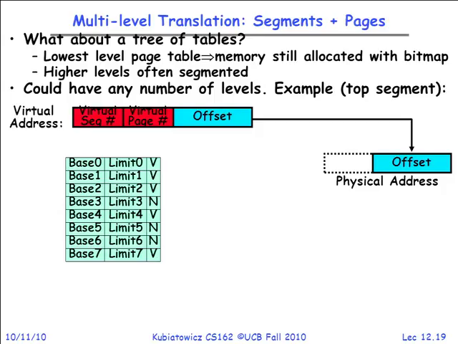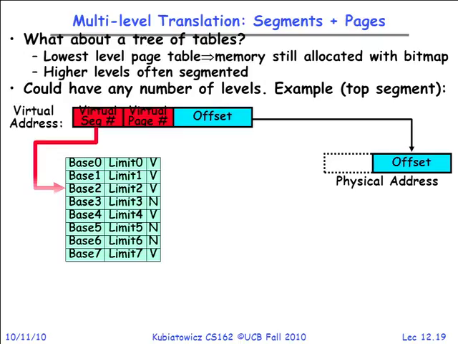So here we go. We take our virtual segment ID, we look up a base. That base points at a page table. This limit is now how many page table entries? Now we take our virtual page and use that as an offset into the page table we got from here. So we look up the base.